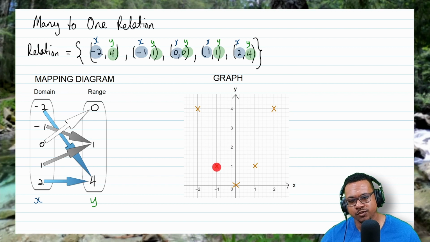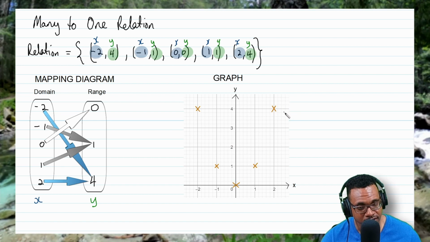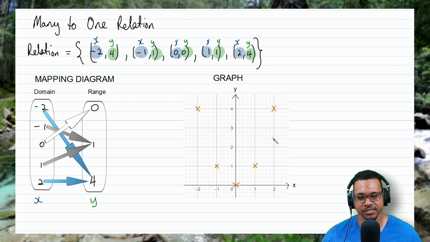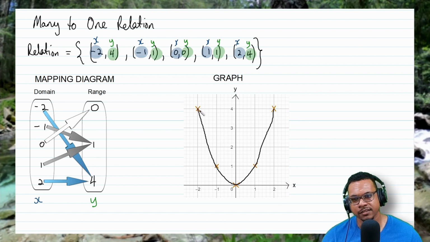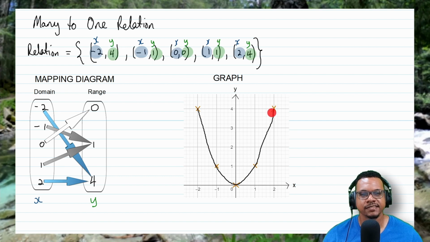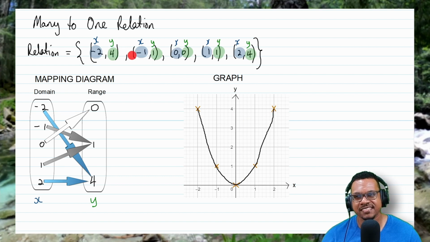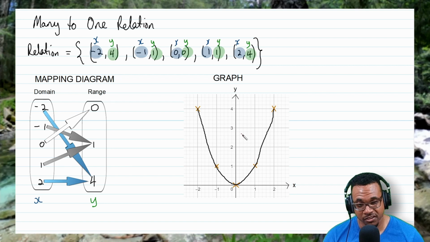So obviously, these points would not give us a straight line, so we can't take our ruler and connect these points. We'll have to do this freehand and make a smooth curve connecting these points. All right, so there you have it. I drew this curve freehand, connecting all the points. And this graph would represent this set of ordered pairs, which is a many-to-one relation. Now, this is just one example of what a many-to-one relation can look like. So the graph doesn't have to be a smooth curve like this.